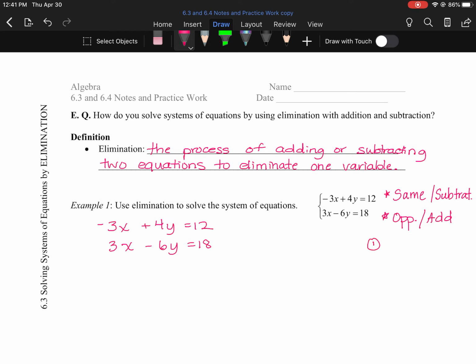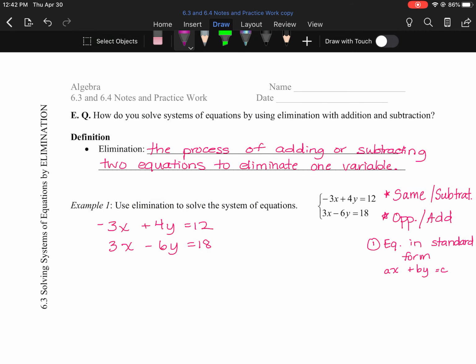But the first thing we need to do is make sure both equations are in the same form. Typically, we have them both in standard form. So I'm just going to write for our step 1, equations in standard form. Because if they're always in standard form, if you remember ax plus by equals c, then all of our terms will line up together.